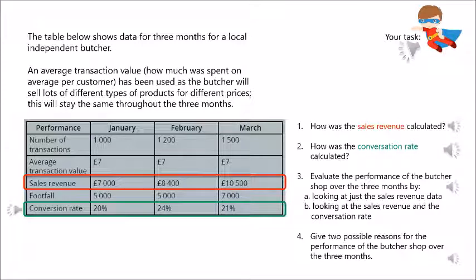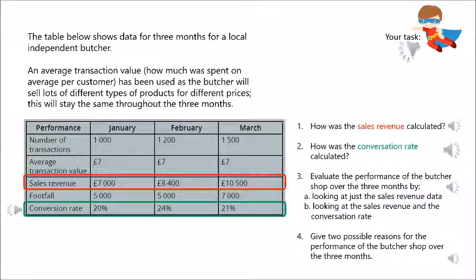Question 3. Evaluate, look at the good and bad points. Evaluate the performance of the butcher's shop over the 3 months. Firstly, by sales revenue. So you're looking at how he's done in January, £7,000. In February, £8,400, and in March, £10,500. So you need to say what's good and what's bad about that.